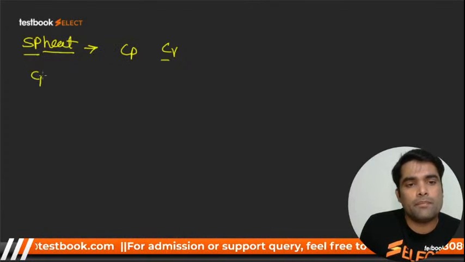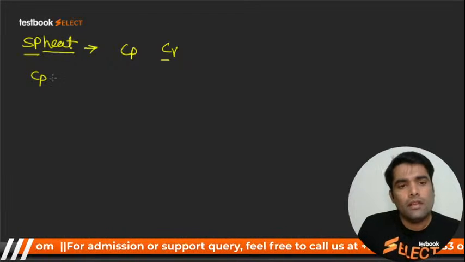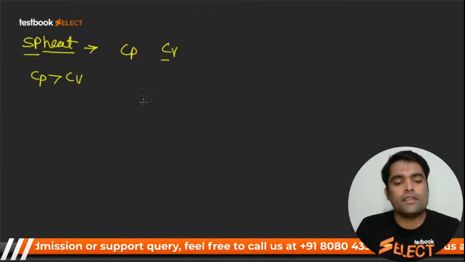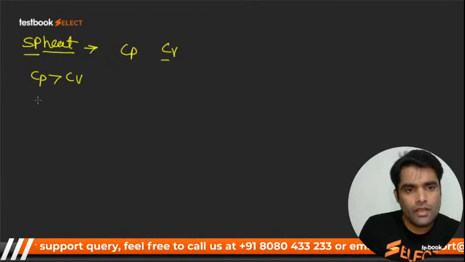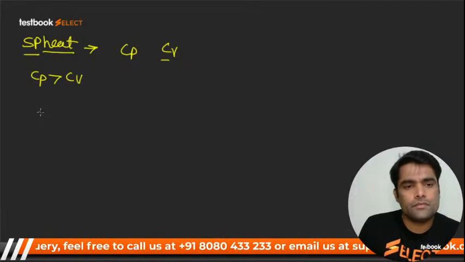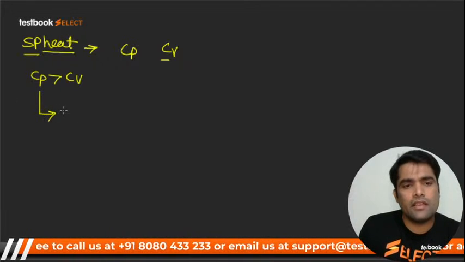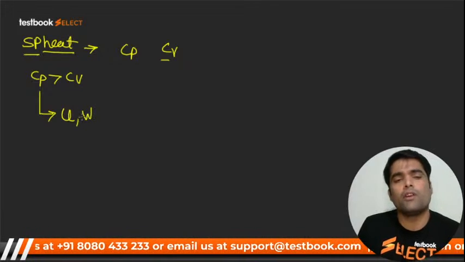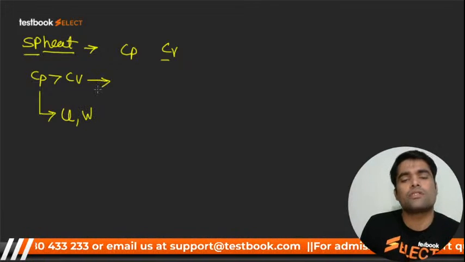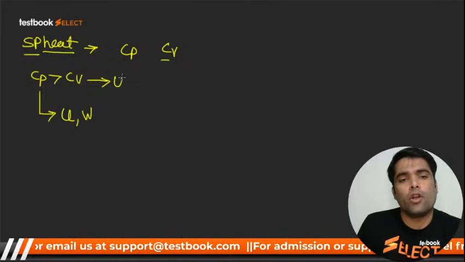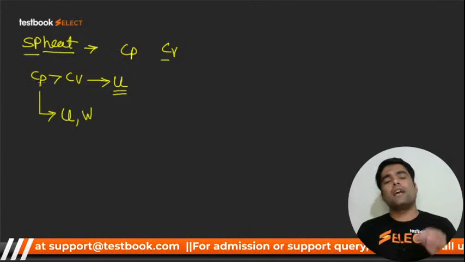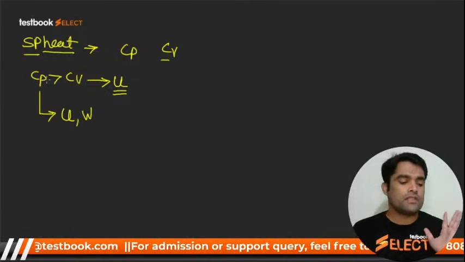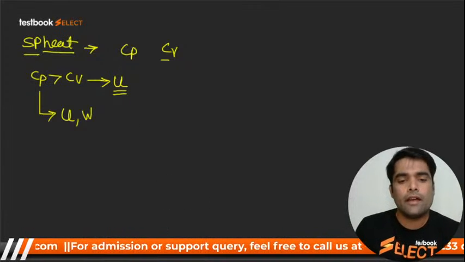Remember, Cp is greater than Cv. Why is it so? I'll tell you. In Cp there is internal energy and there is involvement of work. But in Cv, as the volume is constant, there is an involvement of only internal energy. So that's why Cp is greater than Cv. Always remember one thing. I hope it's clear to you.